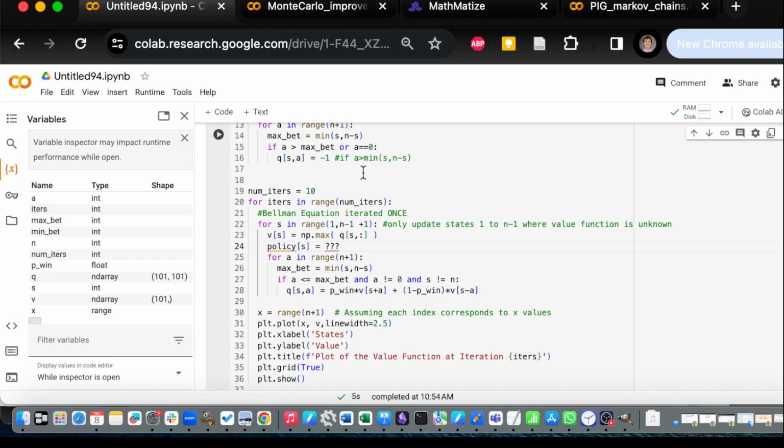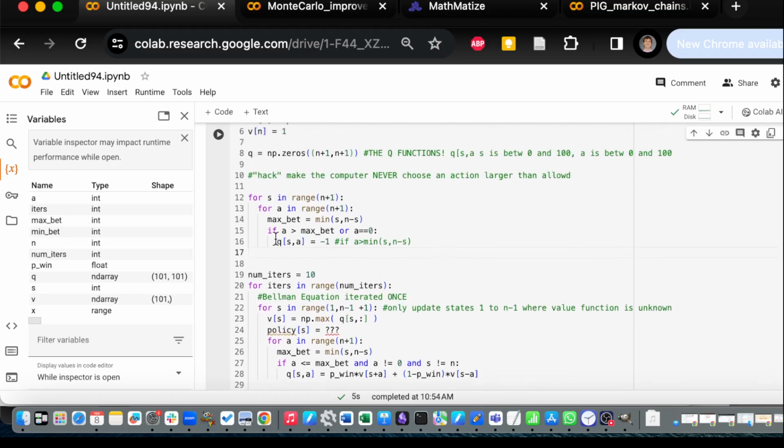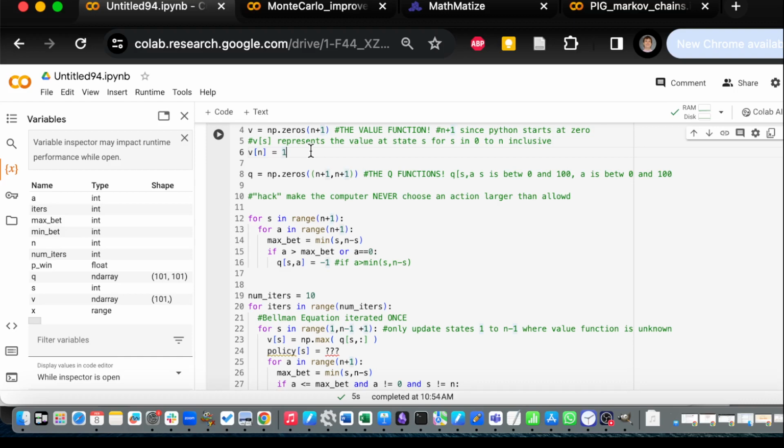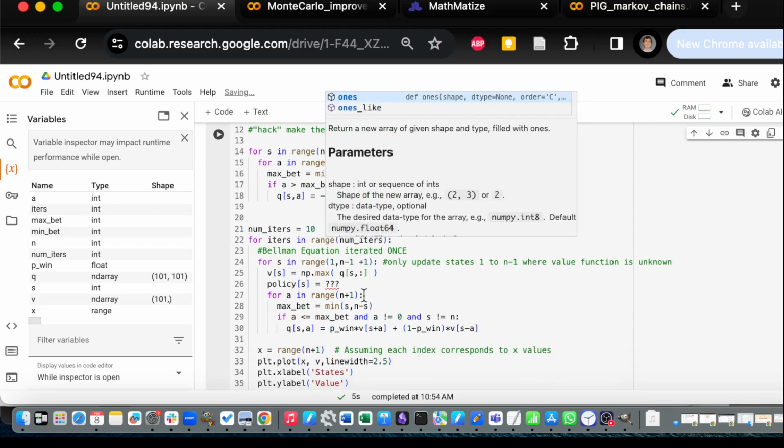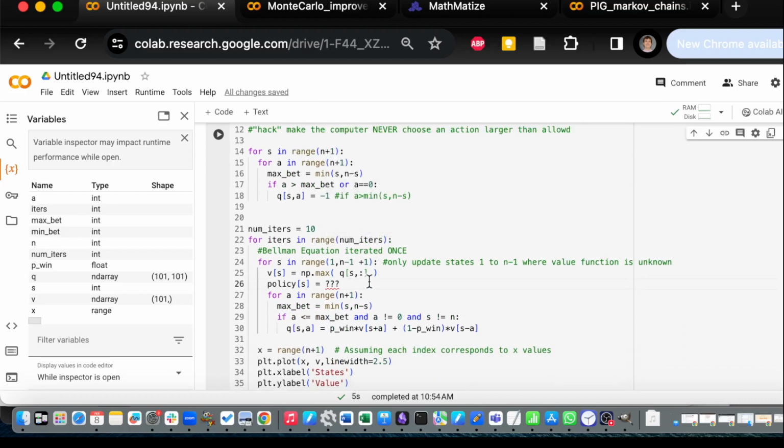So first of all, policy has to be a vector. It's the same kind of shape as V. So let's make policy over here. Policy is going to also be np.zeros of n plus 1. Actually, why don't we start it as ones? You always bet 1 to start with, I guess. But how do you get the policy from everything we have? What do you do? Yeah.